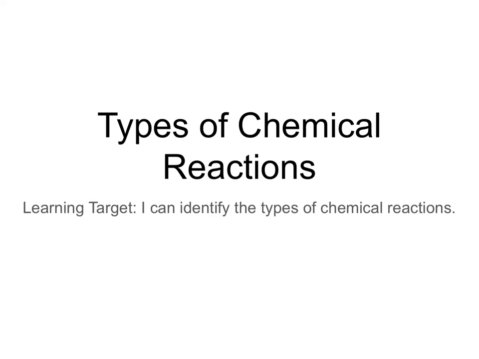So this lesson's about the types of chemical reactions and being able to identify them. Once we look at some chemical reactions, we start to notice that there are some patterns that show up in these, and there are different ways of naming those patterns, and that's what we're going to be going through in this lesson.